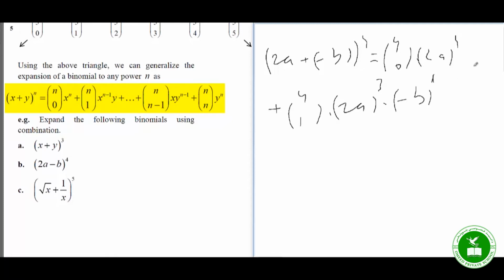Yeah, the power of the first term is decreasing 1 by 1. The power of the second term is increasing 1 by 1. And for the first term it was 0, so I don't write it, but for the second term it becomes 1.